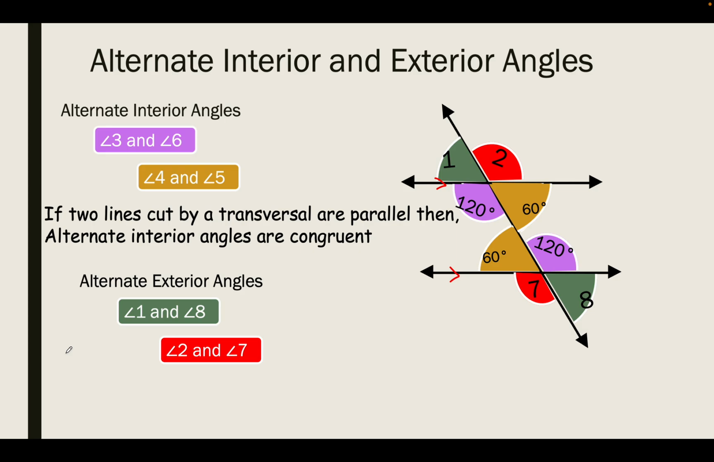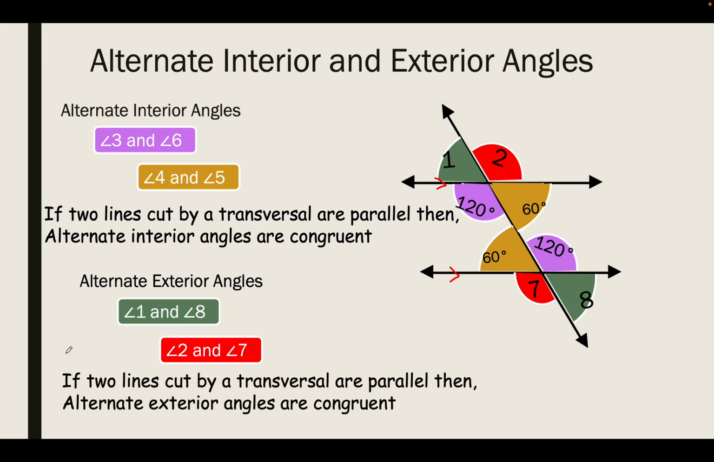We also know what's true for our alternate exterior angles. 1 and 8 are alternate exterior. If we use our postulate, the alternate exterior angles are going to be equal, meaning if angle 1 is 60, angle 8 will be 60. If angle 2 is 120, angle 7 is also 120.